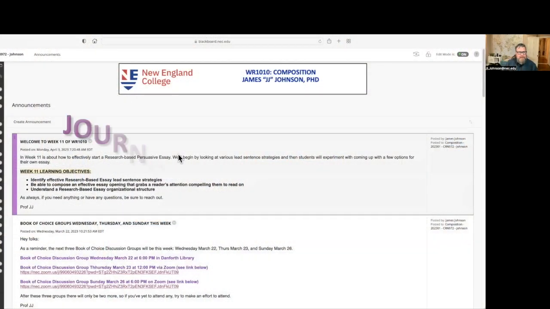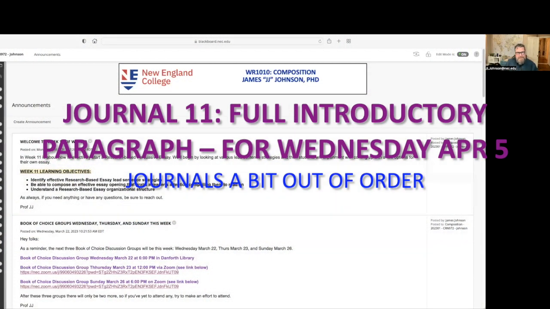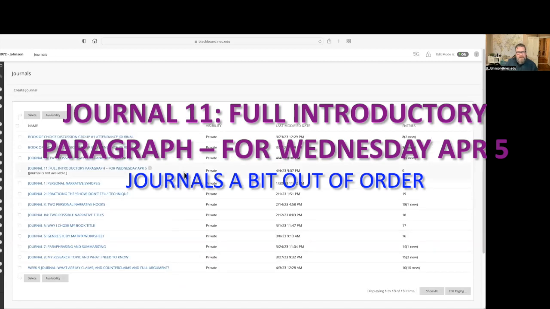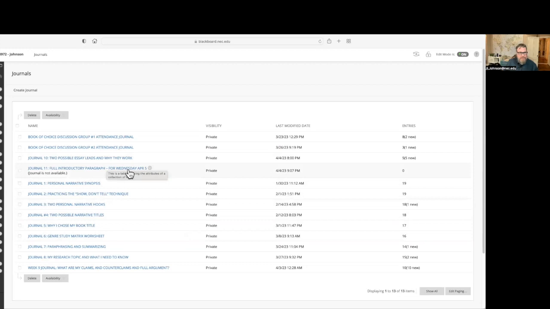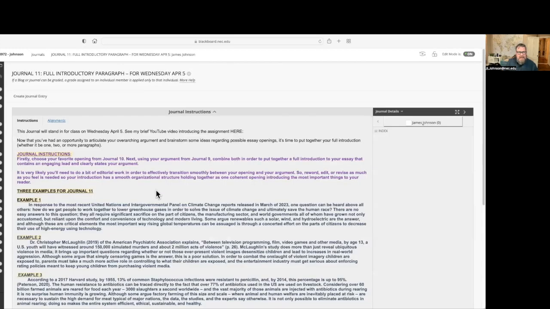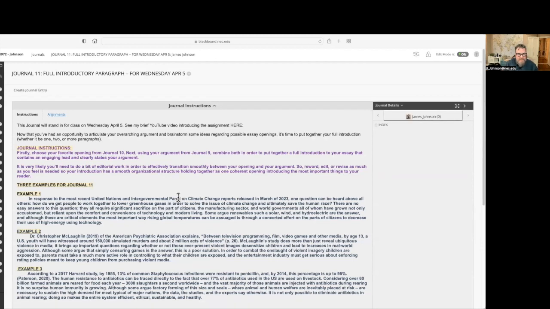So the assignment is Journal 11, and it's in the journal areas of the classroom. Now, remember, the journals sort of got a little wonky after we hit Journal 10, so you'll see Journal 11 is right here, sort of in the middle. The assignment is pretty straightforward. It says, now that you've had an opportunity to articulate your overarching argument and brainstorm some ideas regarding possible essay openings, it's time to put together your full introduction, whether it be 1, 2, or more paragraphs. That's really what this assignment is.